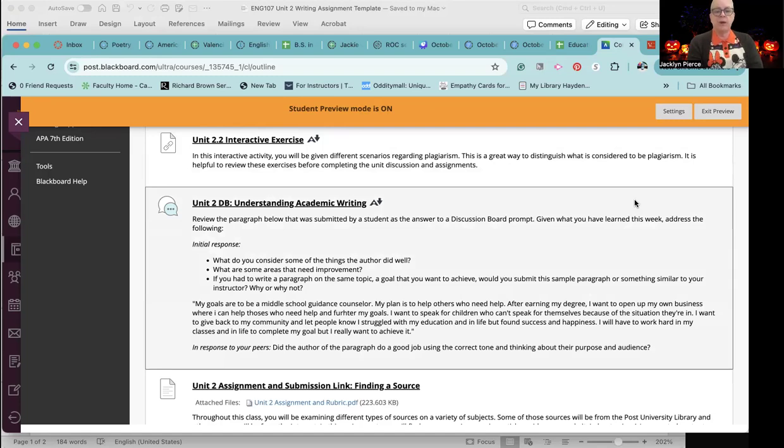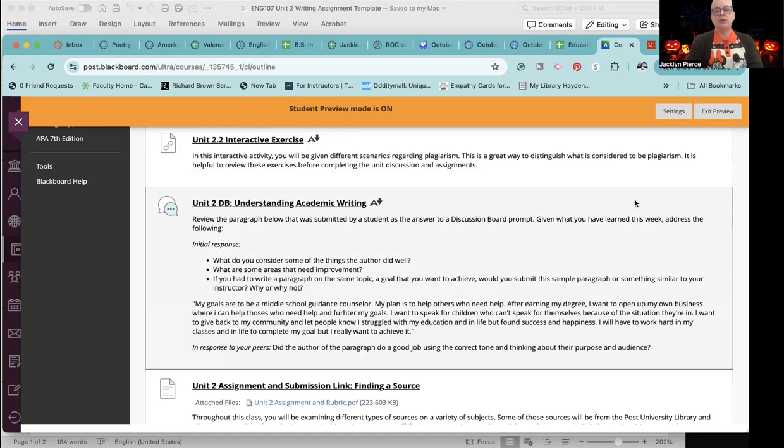And if you had to write a paragraph on the same topic, a goal that you want to achieve, would you submit this sample paragraph or something similar to your instructor? Why or why not? And of course, you can read the paragraph and talk about it in your post. Remember that you are going to not only post your own response to those questions, you're also going to be responding to at least 2 of your classmates.